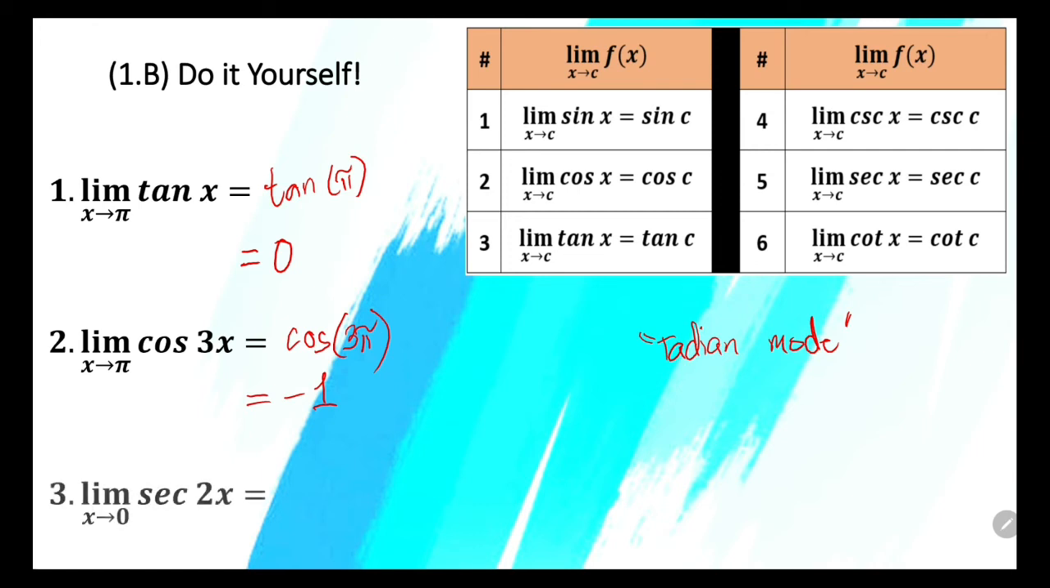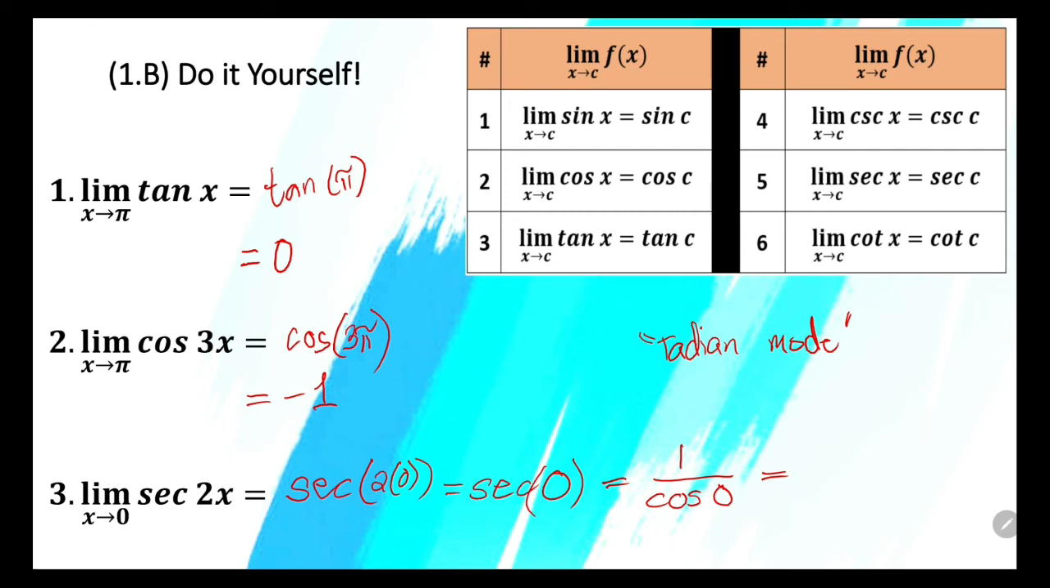Okay. So the third one is the limit of secant 2x as x approaches 0. This is equivalent to secant of 2 times 0, or secant of 0, since 2 times 0 is 0. But you notice in your scientific calculator, there is no secant. There are only sine, cosine, and tangent. And we all know that secant is equivalent to 1 over cosine. So secant 0 is equivalent to 1 over cosine 0.